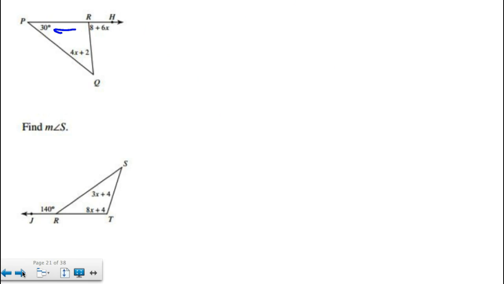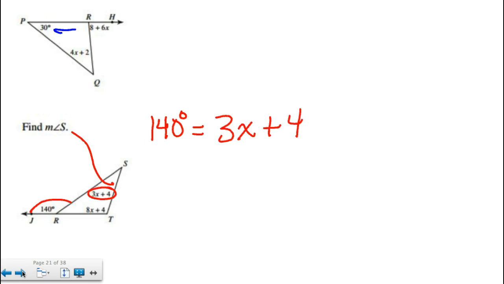On the next example, I'm looking for the measure of angle S. So let's go over here. Here's angle S. Here's its measure. Well, that means I need to figure out what 3x plus 4 is. To do that, I need to figure out what x is. So I'm going to do the theorem one more time. I'm going to say the exterior angle, 140 degrees, is equal to the sum of the two non-adjacent interior angles, which are given in the diagram.